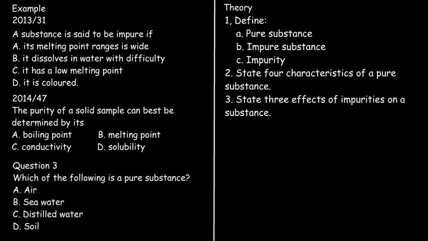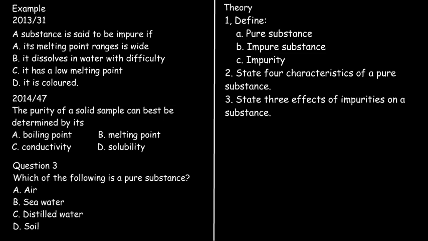The third question says, which of the following is a pure substance? Our options are A. Air, B. Sea water, C. distilled water, and D. soil. The correct option is C, which is distilled water. Air is a mixture, it contains different components. Sea water has both water and salt basically, and soil has different components. So the only pure substance in our options is distilled water.